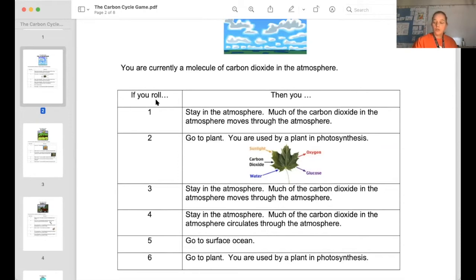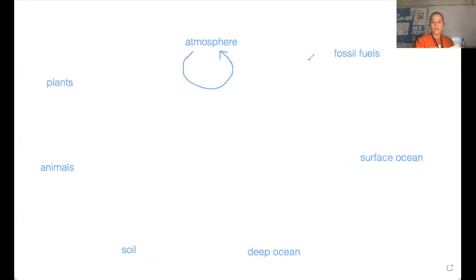I'm going to just roll a number and I got a 1. And 1 tells me that I'm going to stay in the atmosphere and tells me why. Much of the carbon dioxide in the atmosphere moves through the atmosphere. Now on my paper, I'm going to draw a ring from the atmosphere to the atmosphere because that's one place that carbon can go. So that looks like that. And I've also done that on my notebook paper as well, so I can kind of show you what this is going to look like on your end.